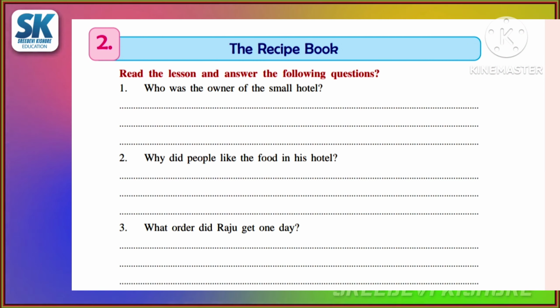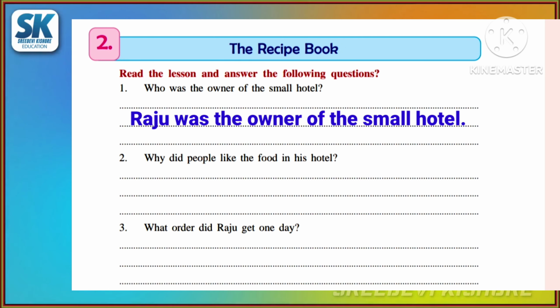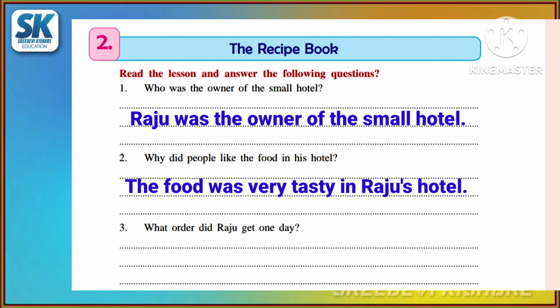Read the lesson and answer the following questions. First one, who was the owner of the small hotel? Raju was the owner of the small hotel. Second one, why did people like the food in his hotel? The food was very tasty in Raju's hotel.